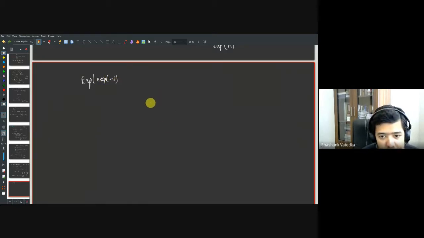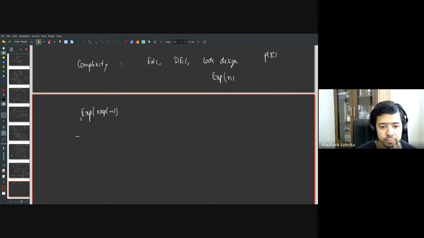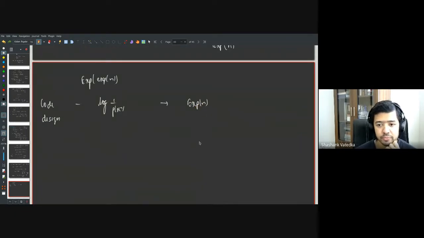Let's see how many. Let's look at each step of the code design process. You have to compute log 1 over p(x^n) for all possible x^n's. Let's assume that each computation takes constant time. So this would take overall how much time? Exponentially in n, right? Is this okay? Yes, sir. Okay. So now the main computation comes in designing the code words.